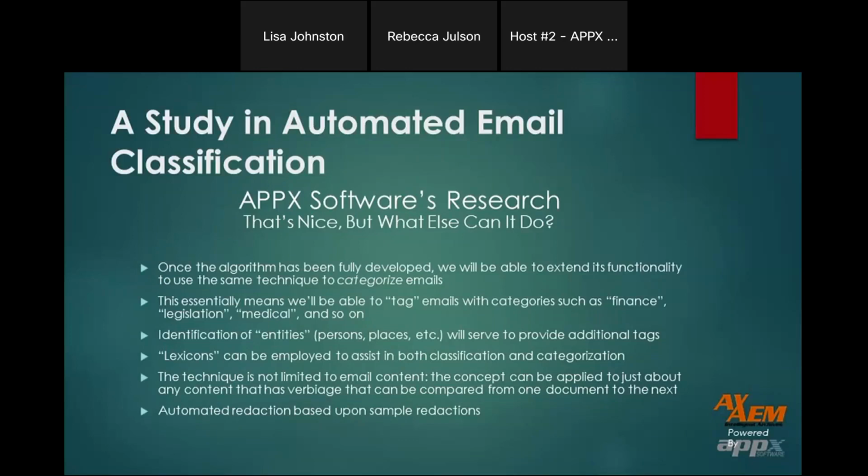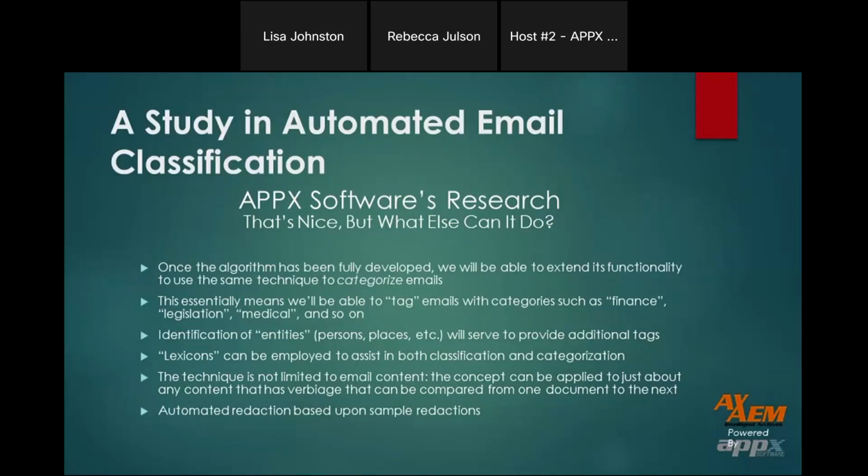In addition, we look forward to identifying the entities within individual emails. That's really just a fancy word for saying the word noun. So what are the persons? What are the places and the locations, the social security numbers, if those happen to appear, phone numbers? What are all those different things that might appear in emails that can actually help to serve to provide additional tags? In addition, we look to include lexicons.